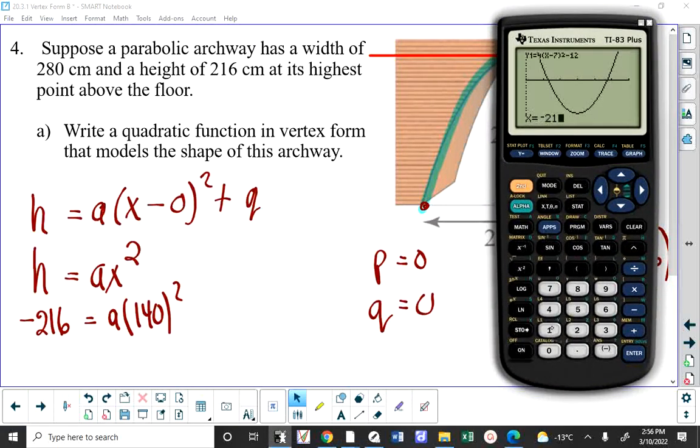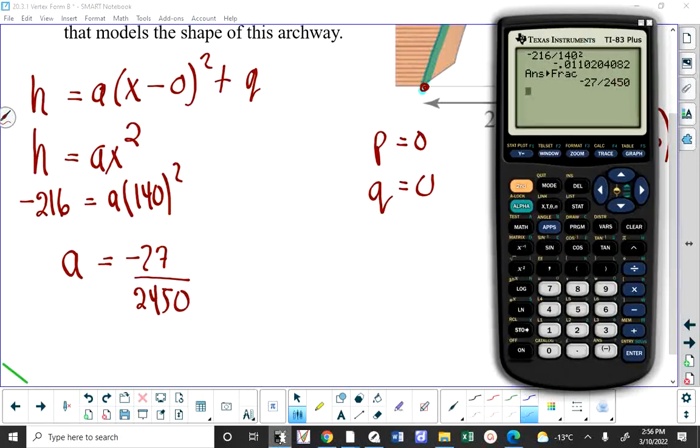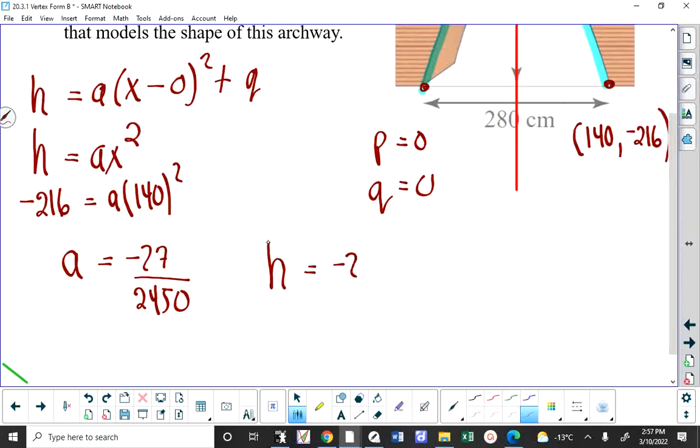So negative 216 divided by 140 squared. I guess I should enter that on my home screen. Math, enter, because sometimes you just want to use the conveniences you have in front of you. Negative 27 over 2450. Okay. A equals negative 27 over 2450. Did I remember that right? Yes. So what is the equation of the function? H equals negative 27 over 2450.